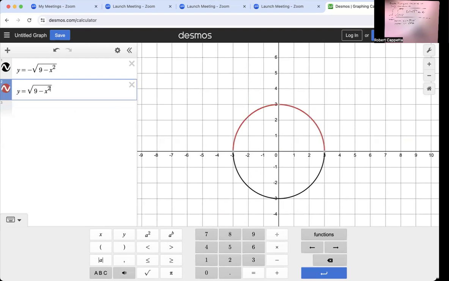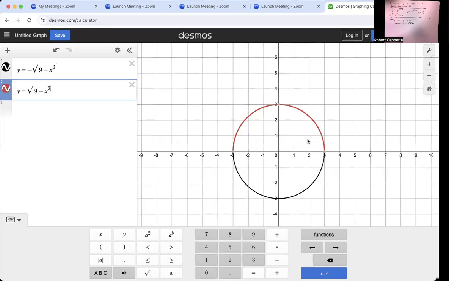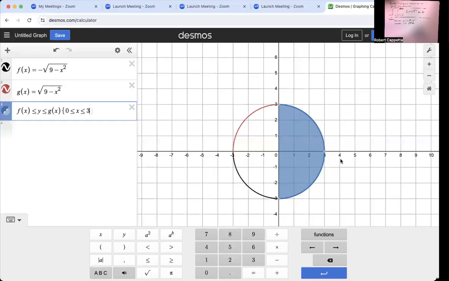So is the region the entire circle? And the answer to that is no, because x is ranging from 0 to 3. So looking at our picture, if x is ranging from 0 to 3, this is the portion that we need. So let's go ahead and highlight that if we can. So this is our region of interest.